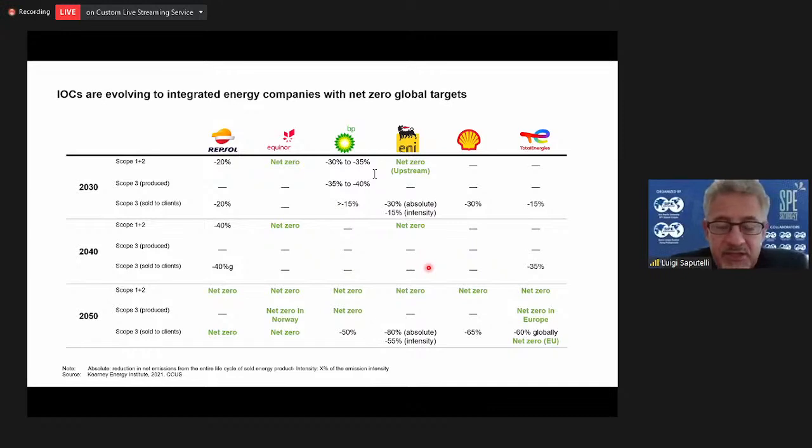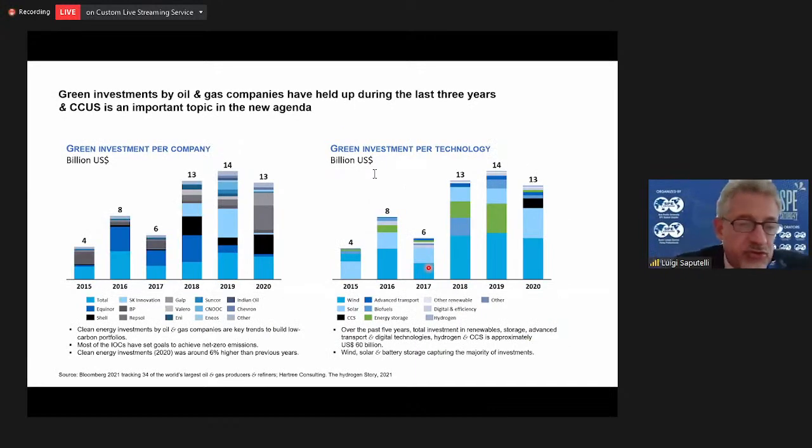And it is not only a pledge for the future. It has happened in the last 2 decades at least. I have seen this number growing. And if you see here, the investment happening by the IOCs, Total, Equinor, Shell, we are close on a global basis to $14 billion in projects.